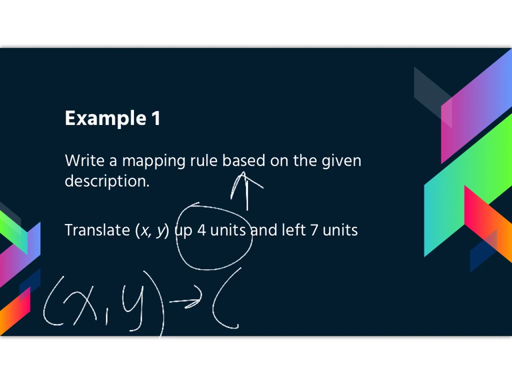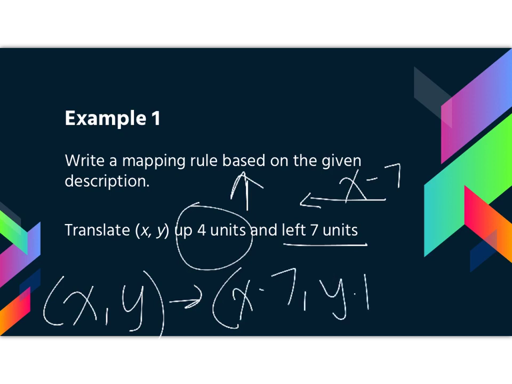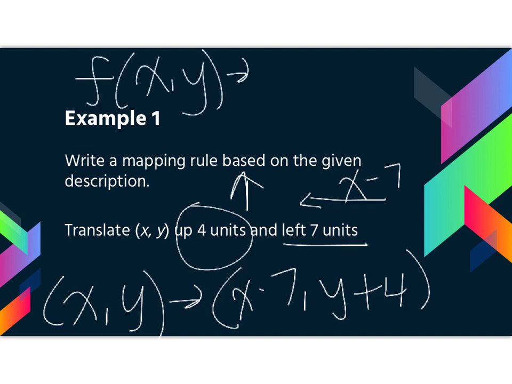So we're going to have y plus 4 because we're going up, so we're adding. If it said going down 4, then we'd subtract 4. And if we're moving left, that is dealing with our x values. And if we're going left, we're going to do x minus 7. So our mapping rule is going to be (x, y) goes to (x minus 7, y plus 4). If we wanted to write the function rule, you would just have f of (x, y) goes to (x minus 7, y plus 4).